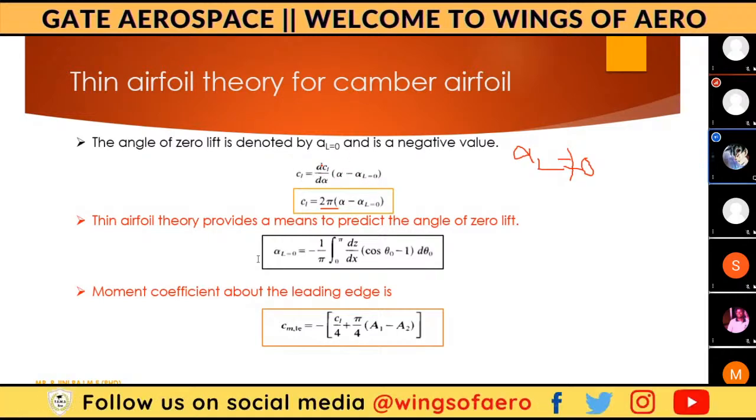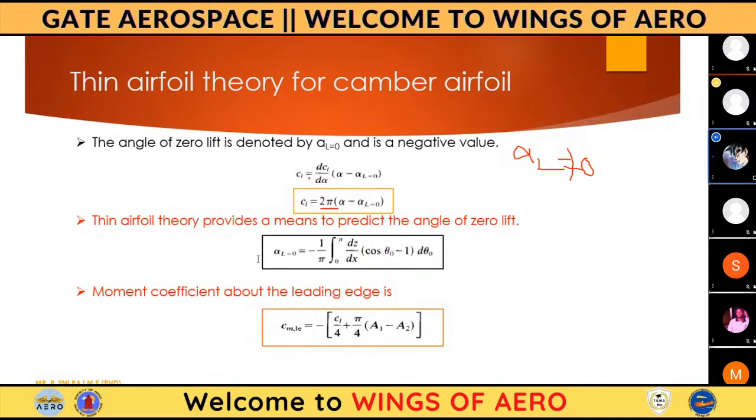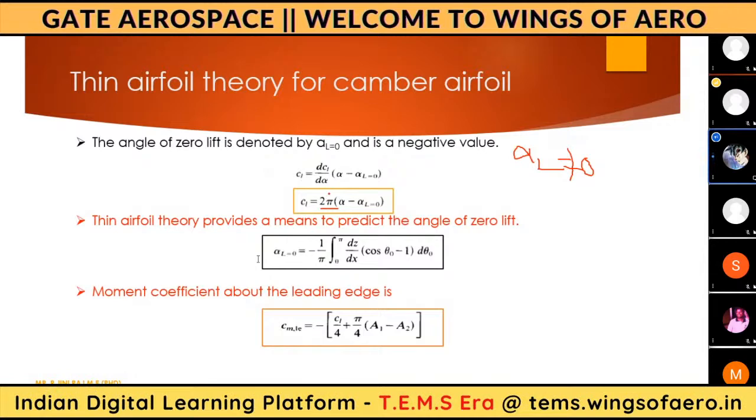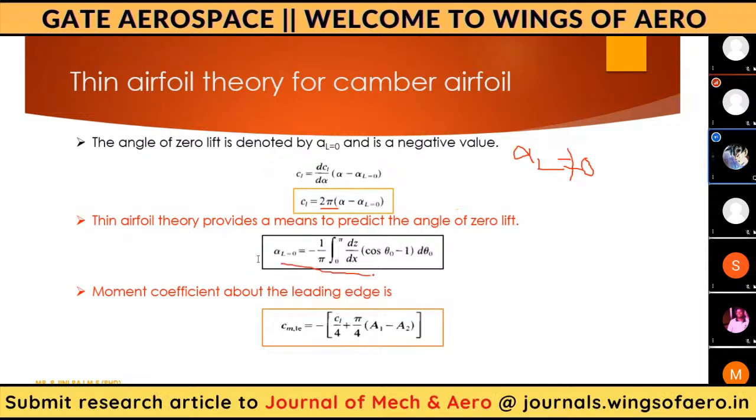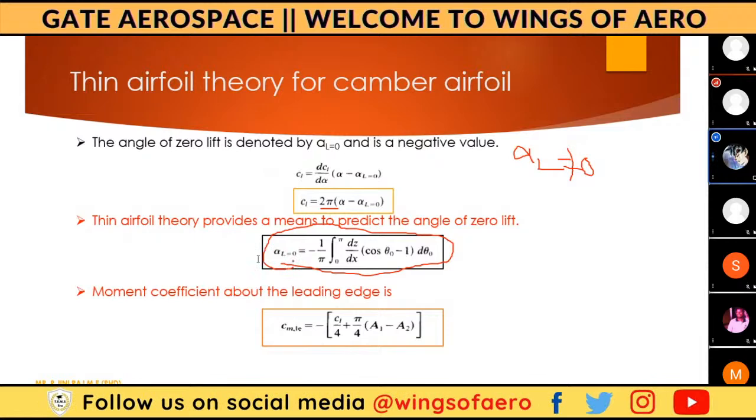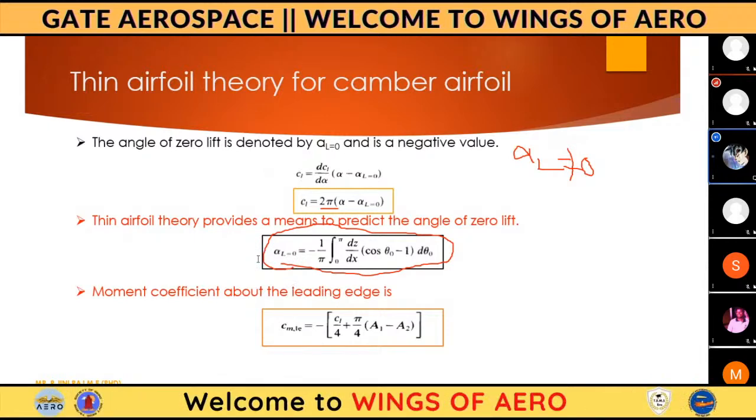For a symmetrical aerofoil, these terms will be 0. Therefore there won't be any zero lift angle of attack. But for an unsymmetrical aerofoil, there is a definite value for this. As per thin aerofoil theory, it produces a value for the zero lift angle of attack. In order to find the zero lift angle of attack, this is the formula. We'll be solving one type of problem for this zero lift angle of attack in a later session.